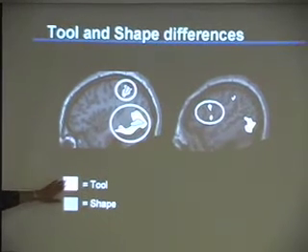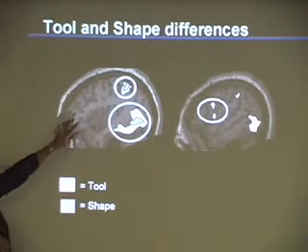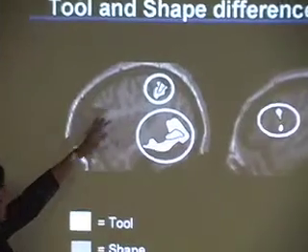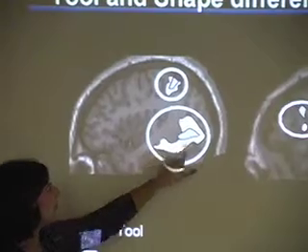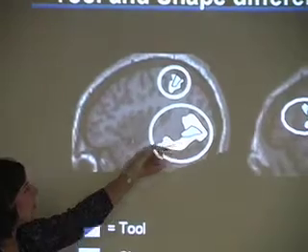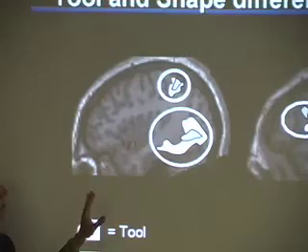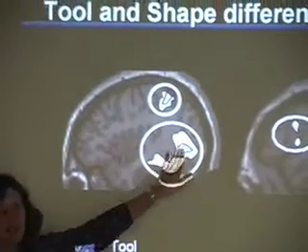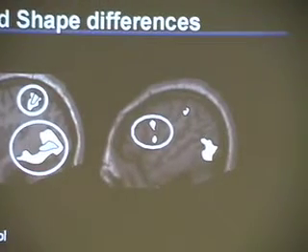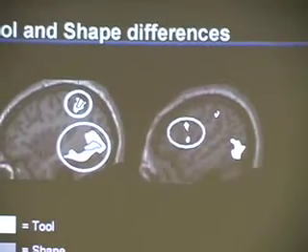So the white color is tools, the gray is shapes. And what you can see is that in this posterior parietal region, we have less activation in the shapes compared to the tools. Here's our big occipital temporal cluster, where in the tools, the activation extends down to the fusiform gyrus and up to the middle temporal region. Shapes is still just that object region. And then the ventral premotor cortex was actually different as well. So we found more inferior regions in the tools than the shapes.